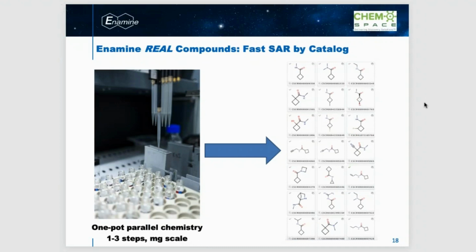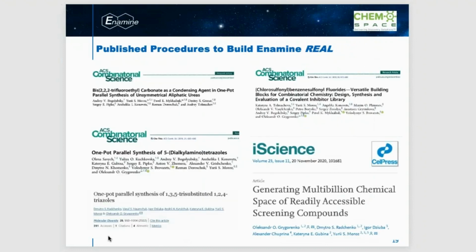As for Enamine REAL compounds, those are final molecules that are typically synthesized in a one-pot parallel chemistry fashion, in 1 to 3 synthetic steps from the available reagent, and the amount that is synthesized is typically a milligram scale. So they're typically ready to put in the plates and perform the screen.